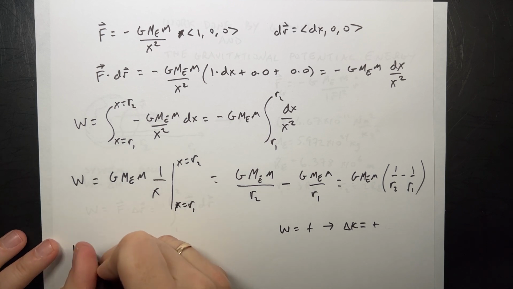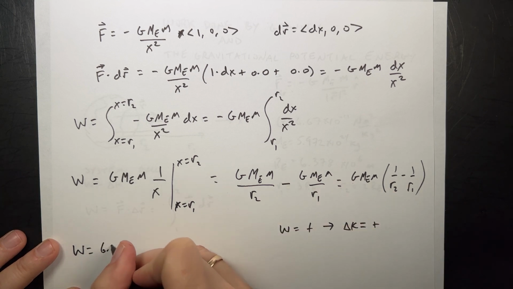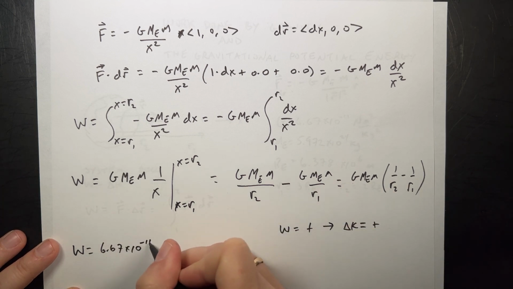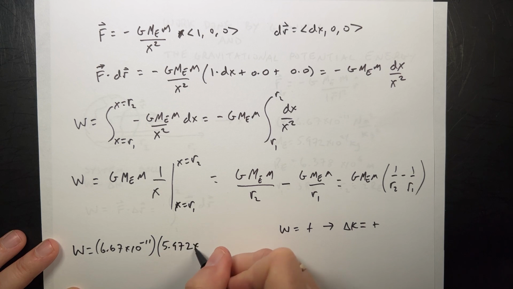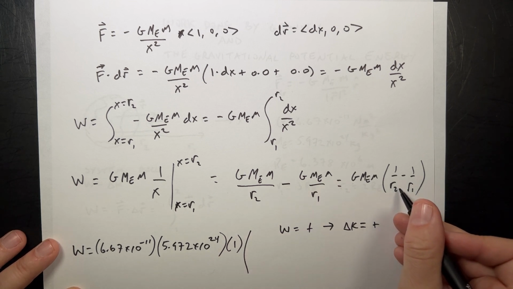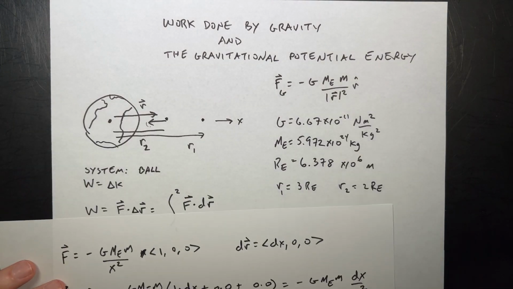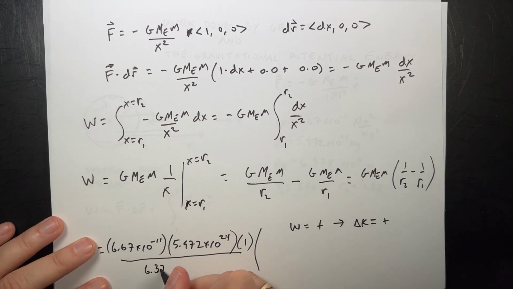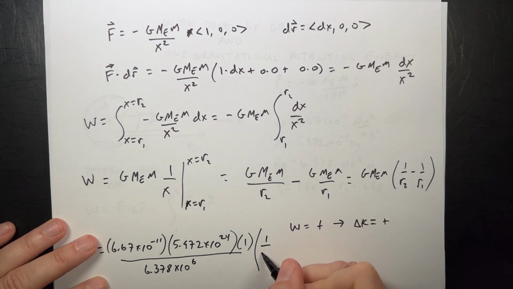So if I put this in, work equals, remember my values for these things. I have gravitational constant, 6.67 times 10 to the negative 11th. And then I have the mass of the Earth, which is 5.972 times 10 to the 24th. I'm leaving off the units. My mass was 1. And then these are both multiplied by the radius of the Earth. I'm going to factor that out. The radius of the Earth is 6.378 times 10 to the 6th. And then I have 1 over R2 is going to be 1 over 2 R_E, minus 1 over 3 R_E.